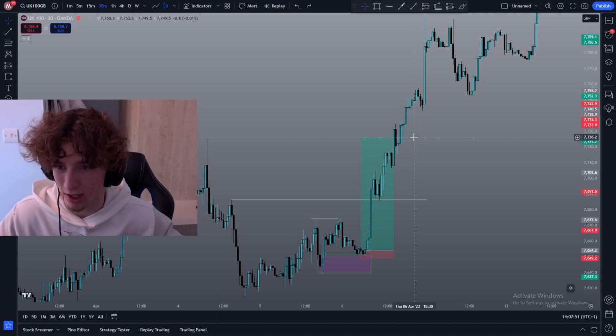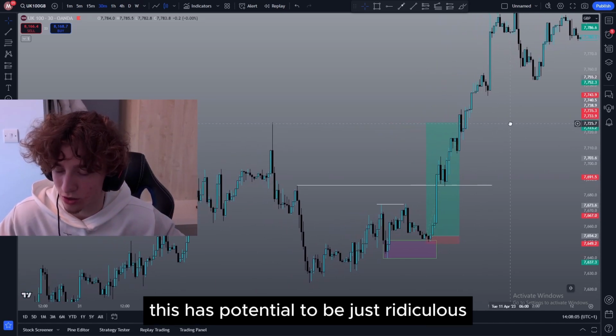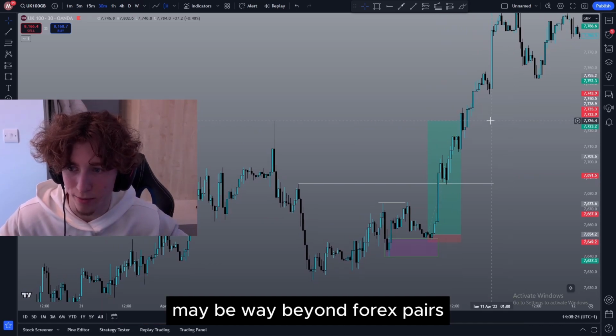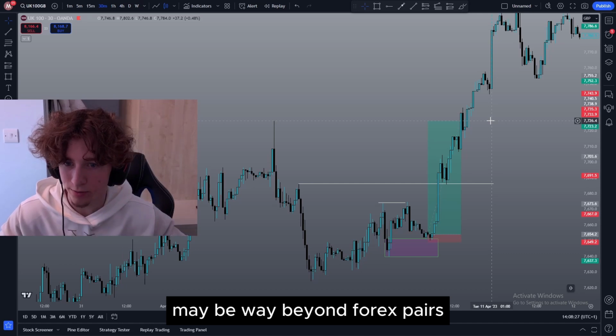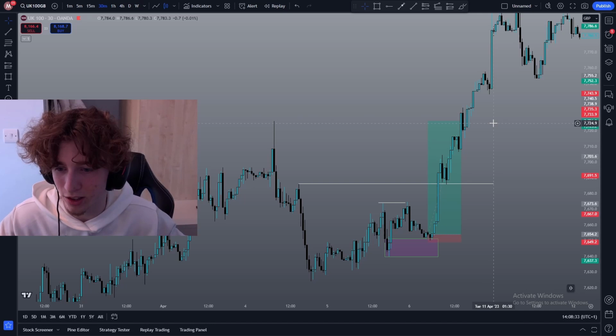I don't know if that really makes sense. I need to experiment with it more myself. But yeah, this has potential to be just ridiculous. I feel like some of the potential that indices have may be way beyond Forex pairs, but Forex pairs are very consistent. So don't worry, they're not going nowhere, but this is looking very good, okay?